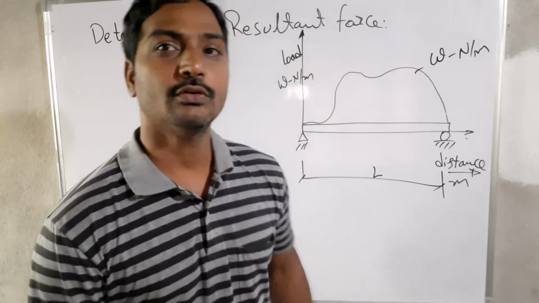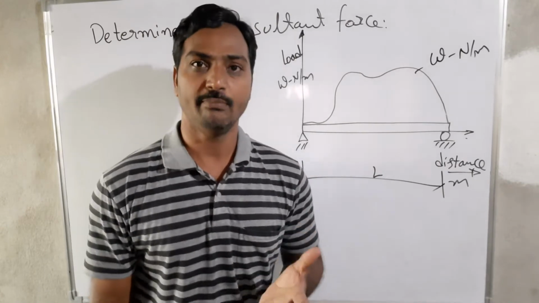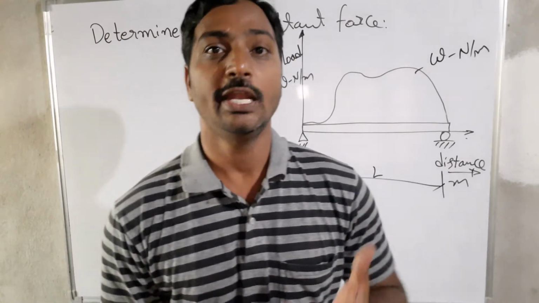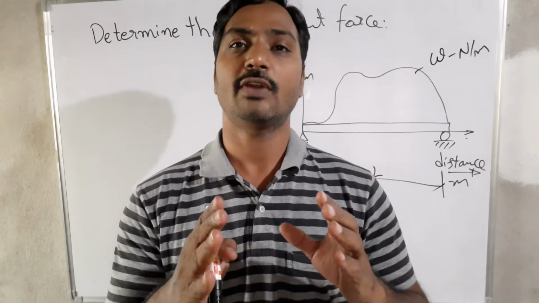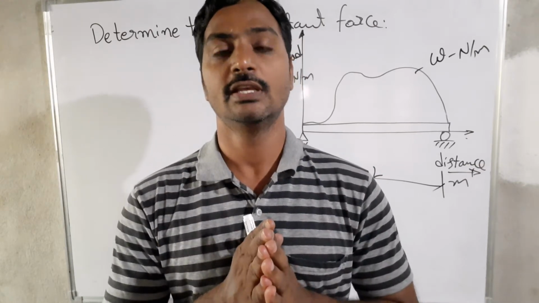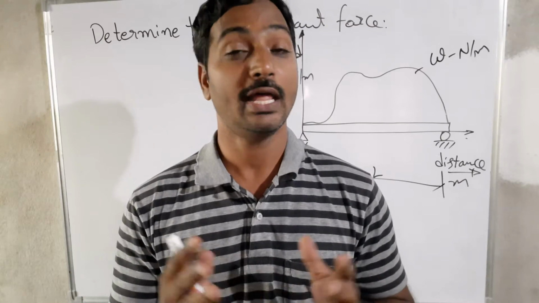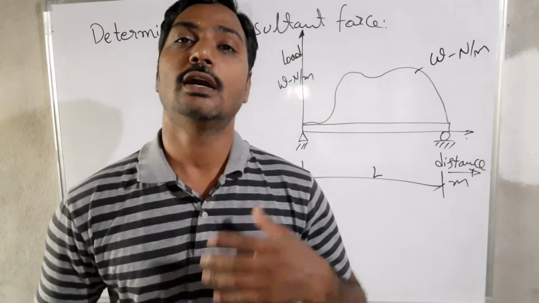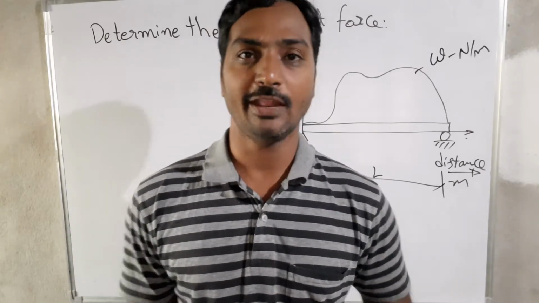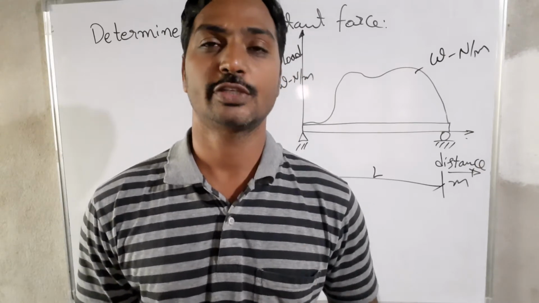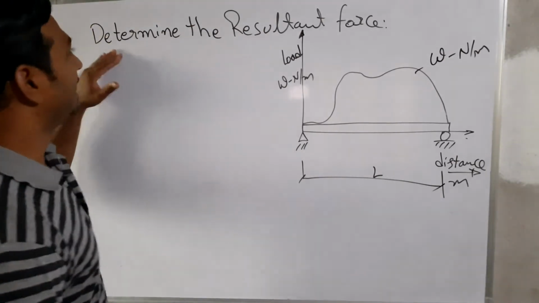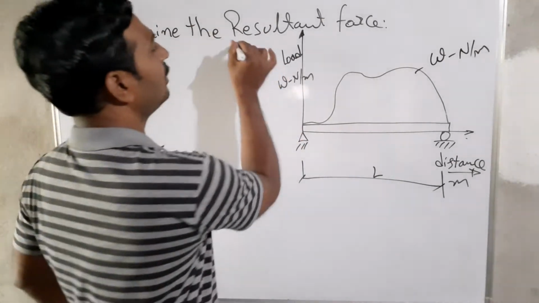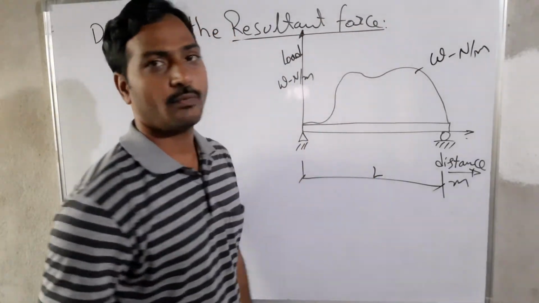As you know, even though the distributed load is acting on a beam or any kind of object, it has its own equilibrium condition. So by using that, we are going to simplify the equations. We simplify the distributed loads, and then calculate the resultant force acting on the beam, as well as the reaction forces on the beam. So here, we need to determine the resultant force.